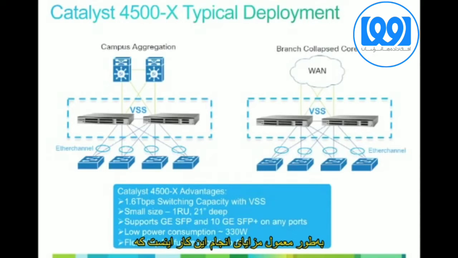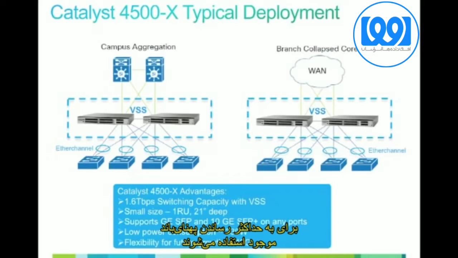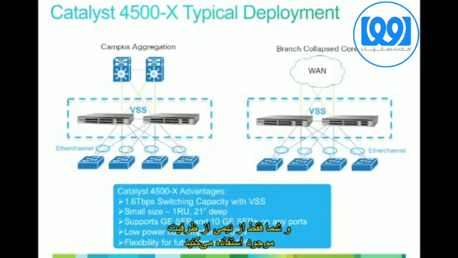The advantages of being able to do this would be that you're able to have upstream switches connect in an EtherChannel configuration where both uplink ports are utilized, maximizing your available bandwidth. This is much more advantageous than the traditional deployment of using spanning tree, where one link is active and the other link is in standby, where you're only utilizing half of your available capacity. Some of the additional advantages, again, are the 1.6 terabits per switching system in VSS mode.